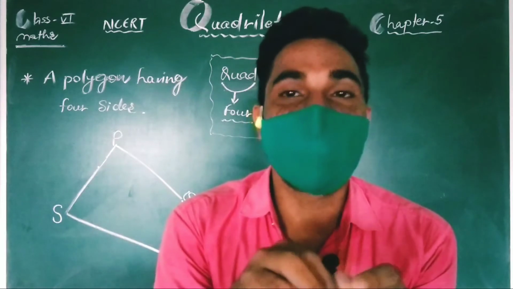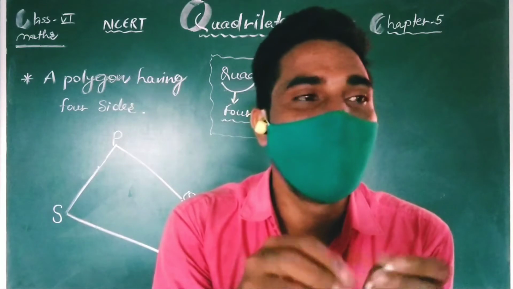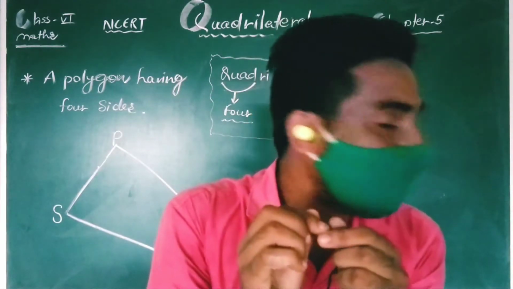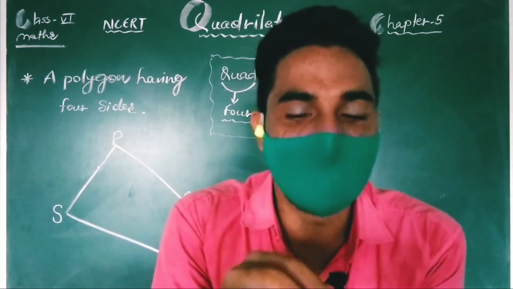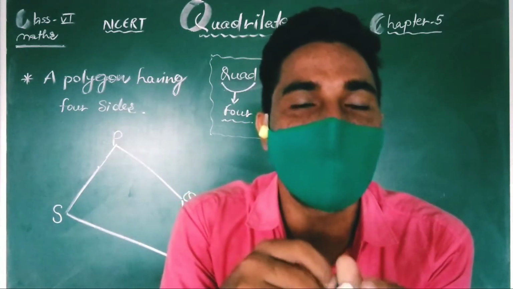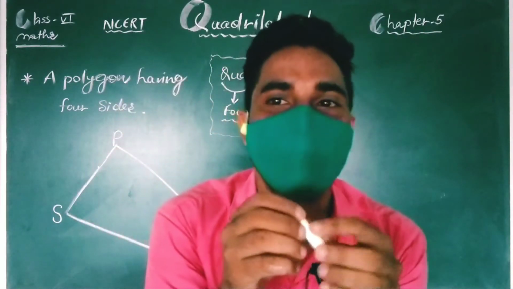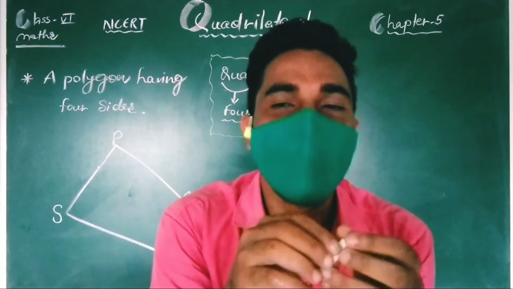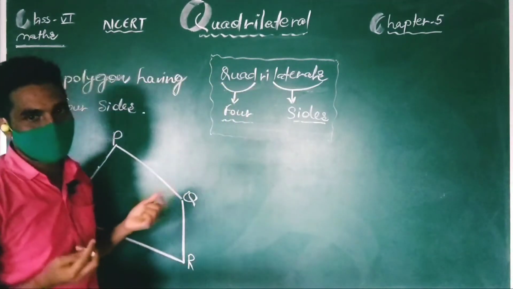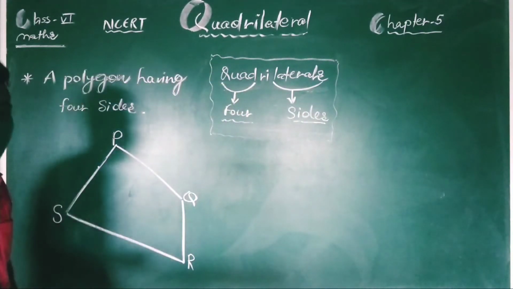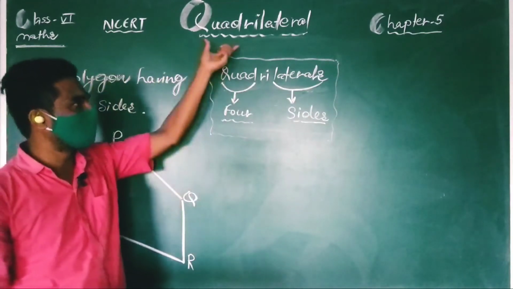And if you ask which figure will be said to be a polygon in mathematics, the first type of polygon is the triangle. We discussed the triangle, I have made a video and it is uploaded there. Now in this video I will discuss the quadrilateral, which is another type of polygon. The first type was the triangle, and the second type of polygon is the quadrilateral. So today's topic is quadrilateral.